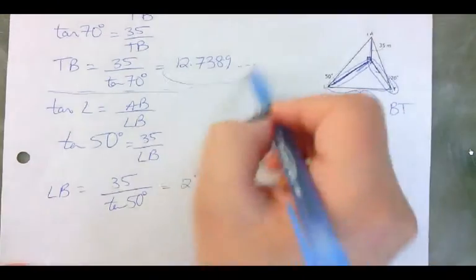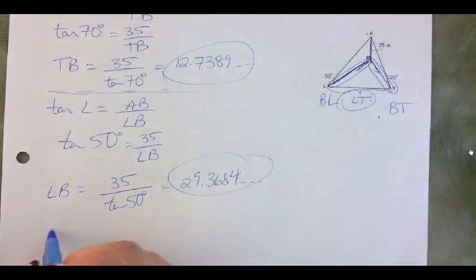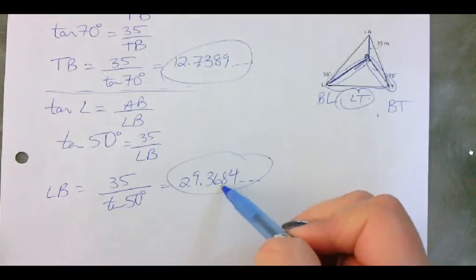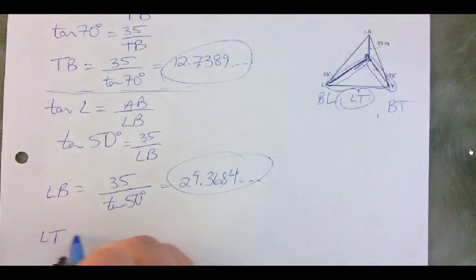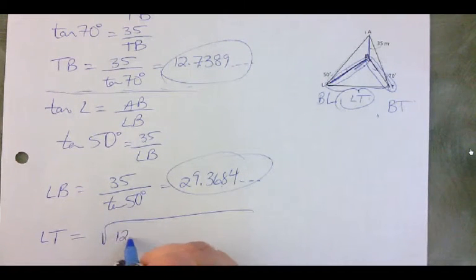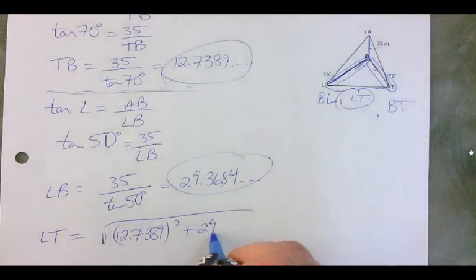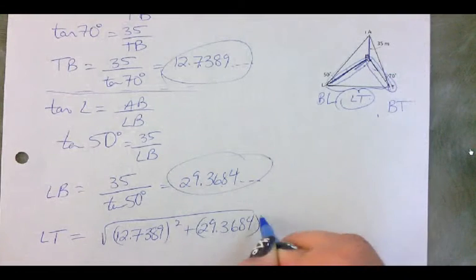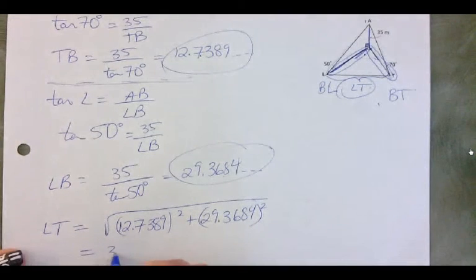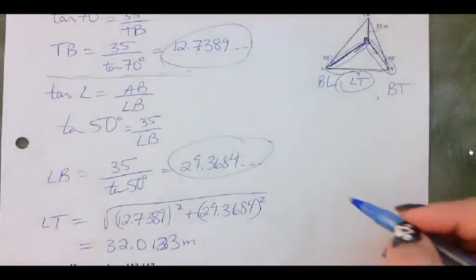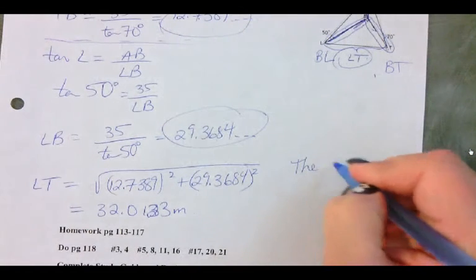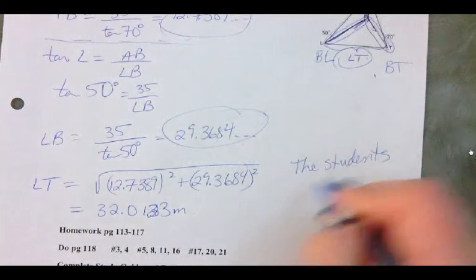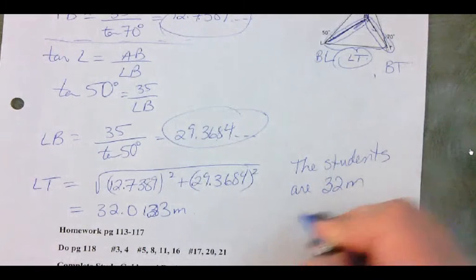So now we're going to use this number and this number in Pythagoras. These are both the shorter sides, the legs, and we have to find the hypotenuse. So LT is going to be the square root of 12.7389 squared plus 29.3684 squared, and LT equals 32 meters. So your final statement is the students are 32 meters apart.